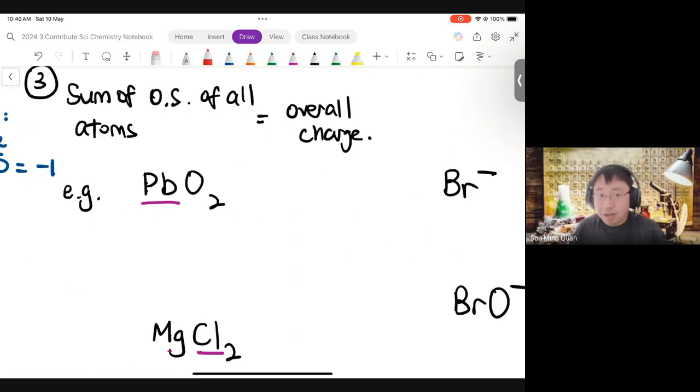That makes sense. Oxidation state is this concept where we imagine there's a charge. If you sum all the charges up, it should add up to the overall charge, right? If not, it wouldn't make sense. Okay? So now we're going to do a few examples quickly.